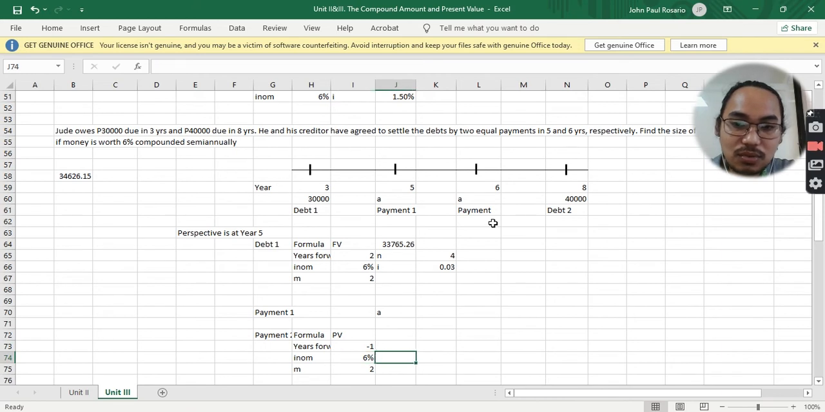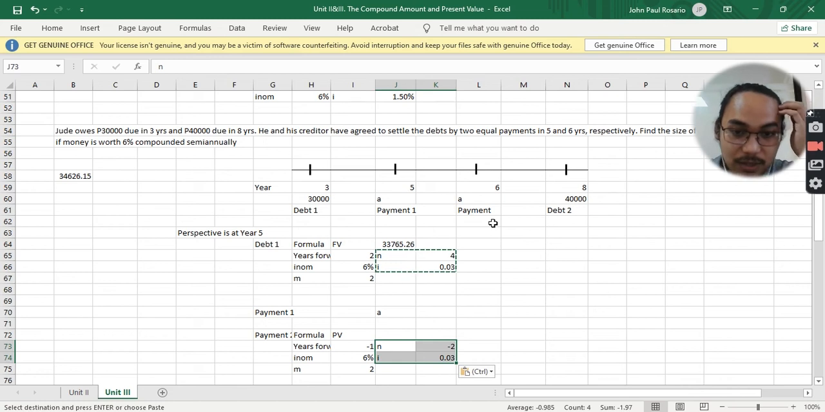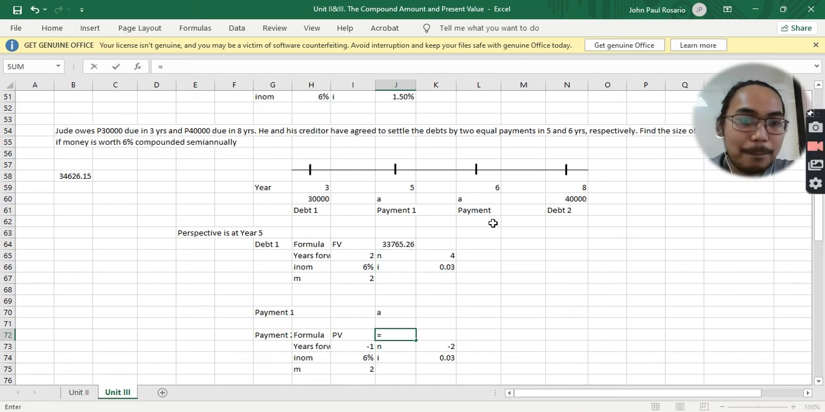M is still at 2. So N is negative 2 now, negative 1 times our M of 2. Same I. So our PV now would be A times 1 plus 0.03, and then we raise that to negative 2.